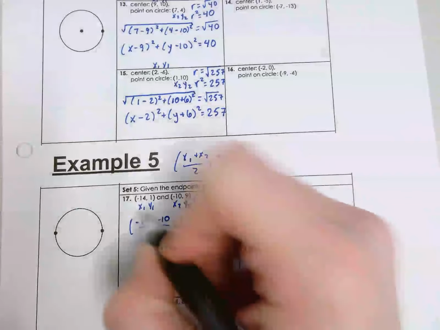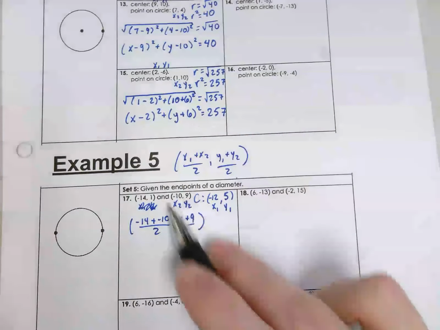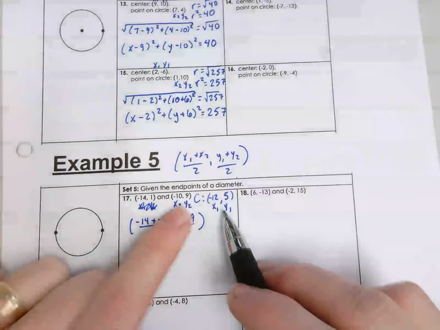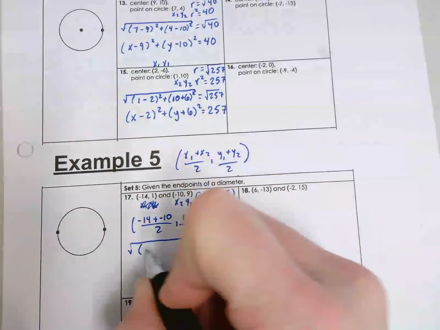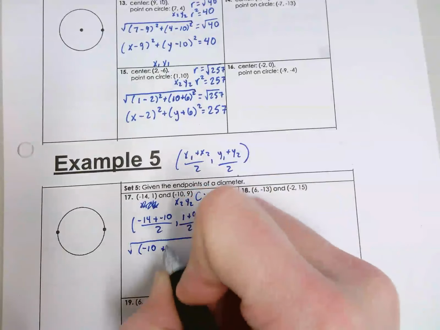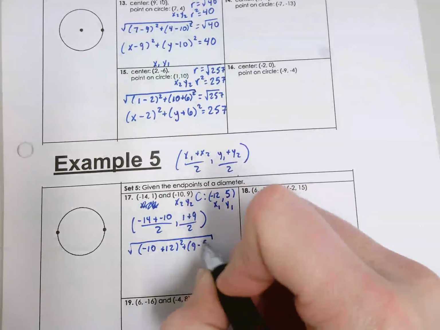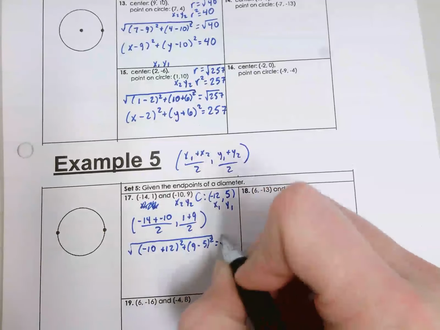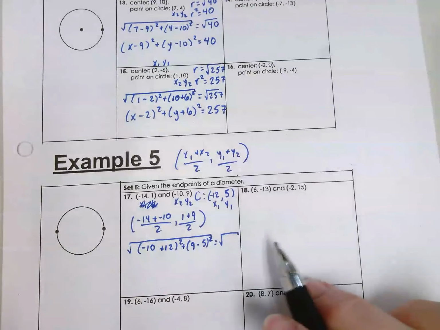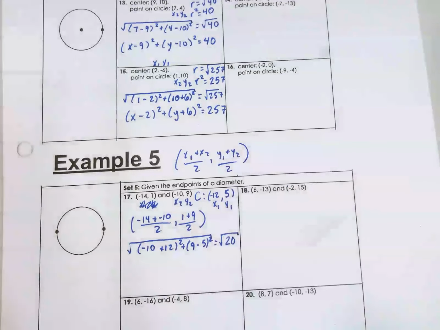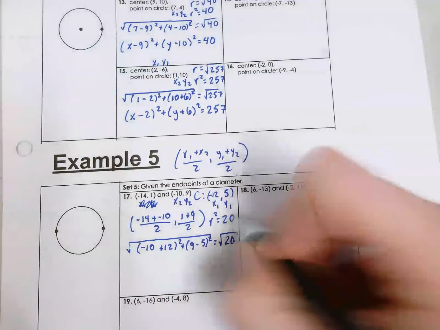So I'm going to let my center be my x1, y1. And then this is a point on the circle. So if I find the distance between those two, it will give me my radius. So I'm going to do distance formula. It would be x2, which is negative 10, minus x1, so plus 12 squared, plus 9 minus 5 squared. Just like before, I'm not going to plug the square root into the calculator. And if I simplify this, I will get the square root of 20. So my r squared value, if I squared square root of 20, I just get 20.